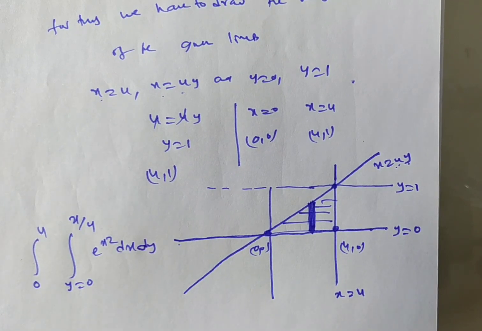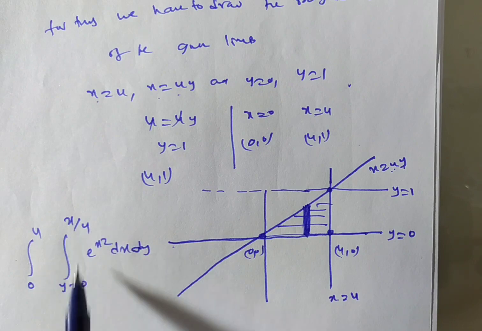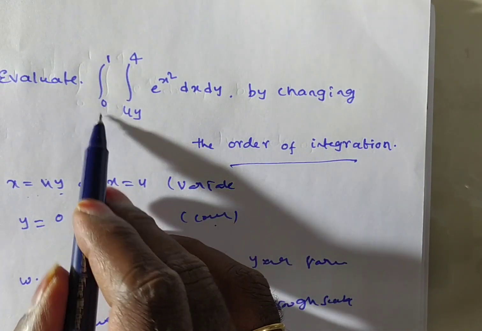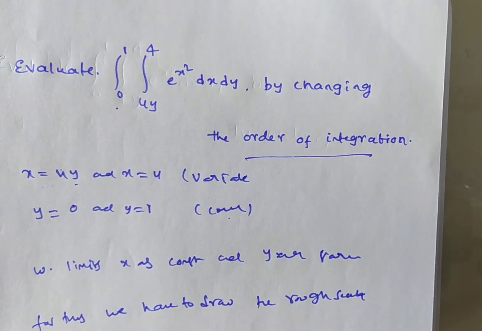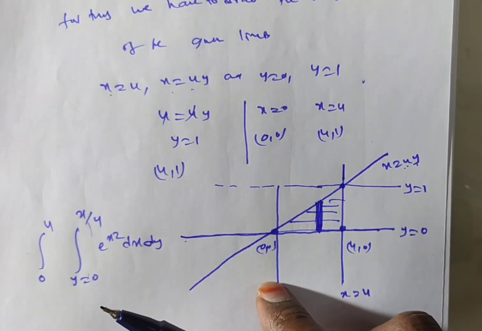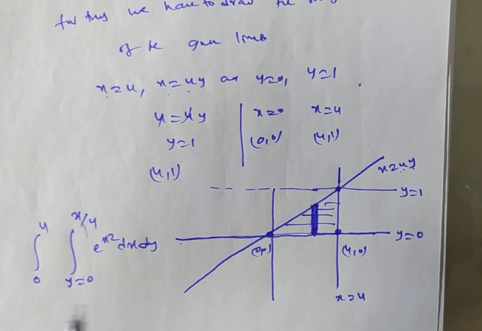Now we have to evaluate this integration. You observe here y is dependent on x, whereas in the given problem y was independent. So we have changed the order of integration, but we have to evaluate this one. Evaluation means first of all we have to integrate with respect to the dependent variable. What is the dependent variable here? It is y.